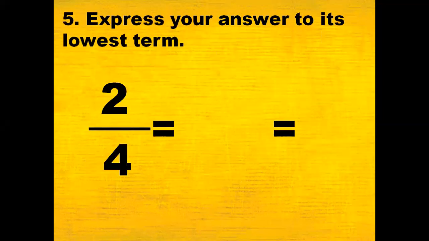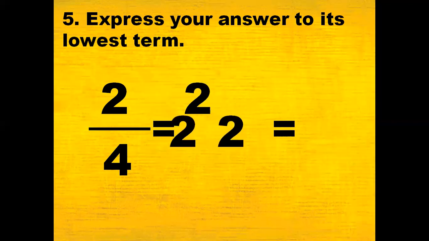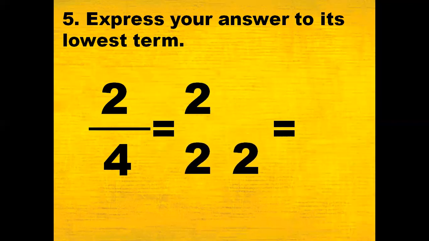Number 5, express your answer in its lowest term. We need to check if 2/4 is already in its lowest term, so we use the prime factorization method. What are the prime factors of 2? Answer, 2. How about 4? What two numbers can we multiply that will give us a product of 4? The answer is 2 times 2.